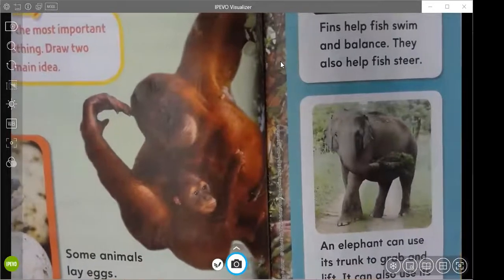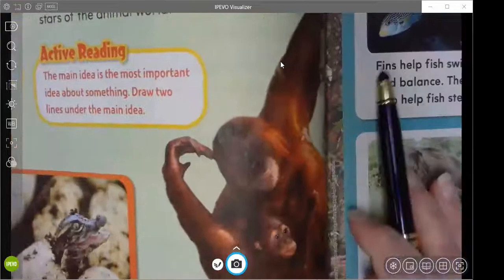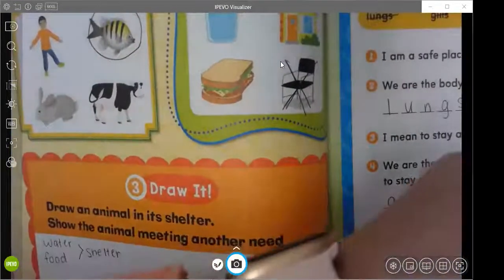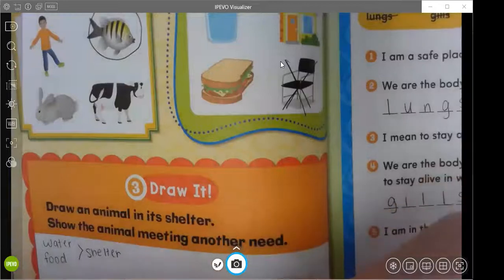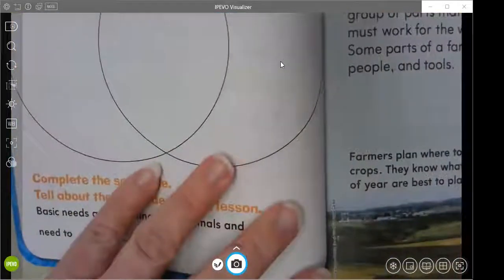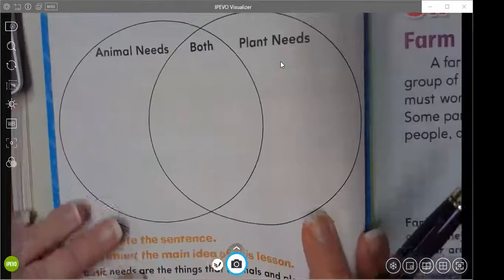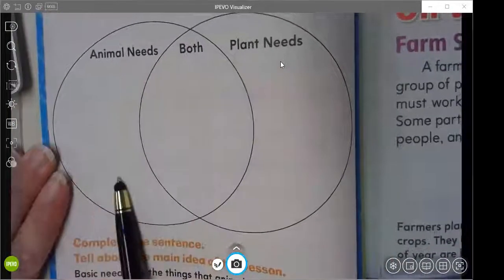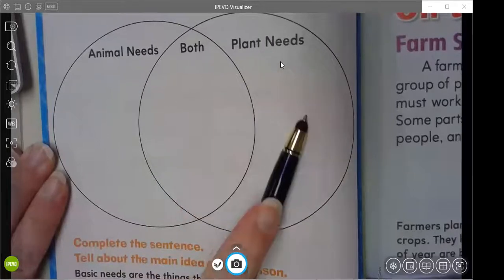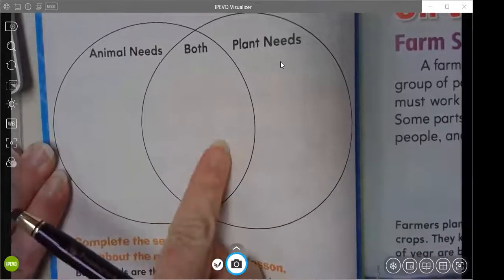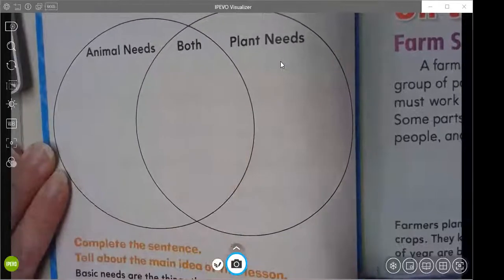All right, we're going to stop there for the day. I really need you to make sure that you completed page 88, the Venn diagram for plant needs and animal needs. Remember, everything that an animal needs goes over here, everything that a plant needs goes over here, and what they both need goes in the middle. Then we'll complete that and review that.